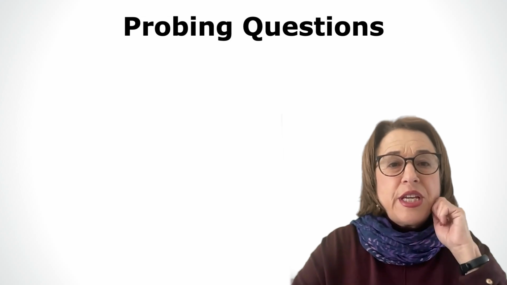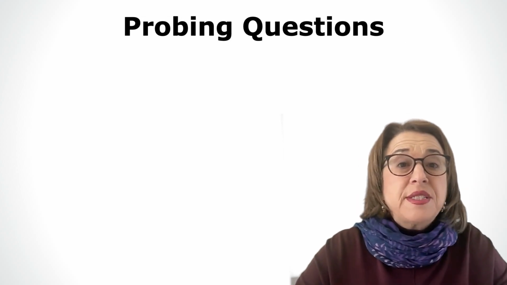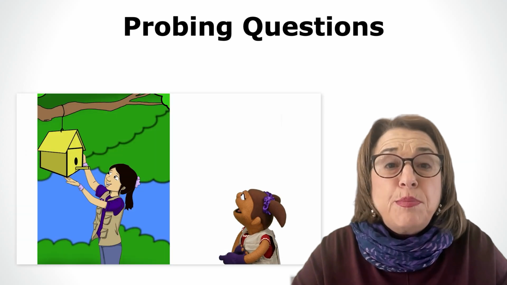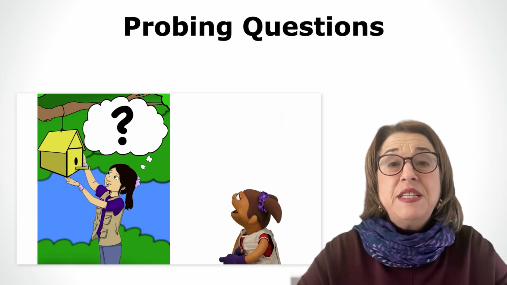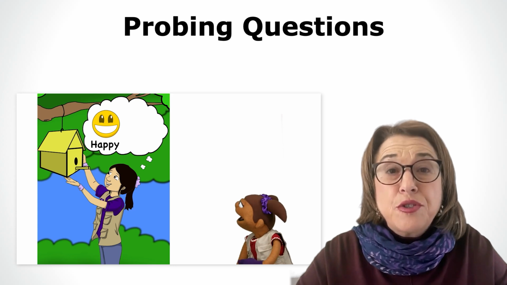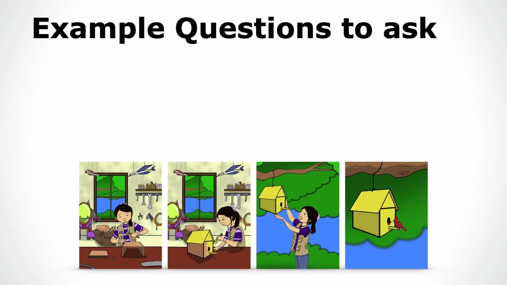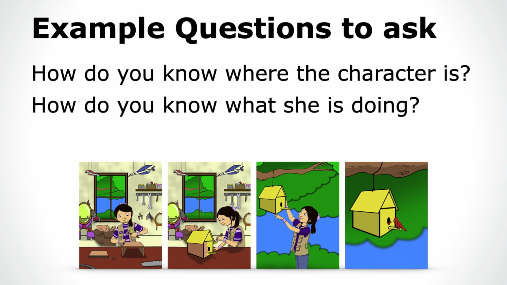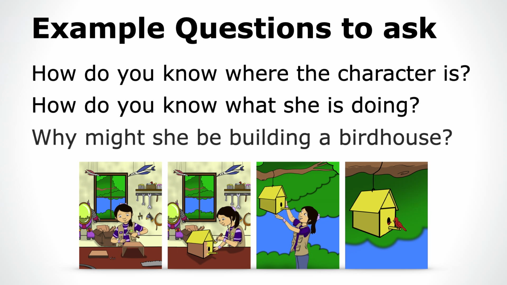The other strategy is to ask probing questions. This encourages children to think critically and explore what's not immediately visible and consider what might be happening in the character's mind. For example, we can ask questions like, how do you know where the character is? How do you know what she is doing? Why might she be building a birdhouse?